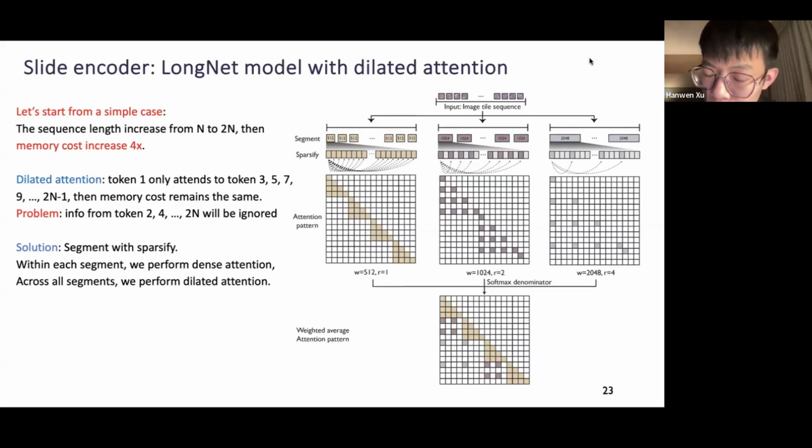So actually this highly depends on the downstream tasks. If the downstream task is purely something like a subtyping task, then maybe tile-level features are enough for us to make the predictions. So in that case, probably we don't need the longer segments. We only need the local segments to capture the local interactions, and that is enough. But for other tasks, maybe mutation prediction or survival prediction and potentially treatment response prediction, we need more global features to make these predictions.